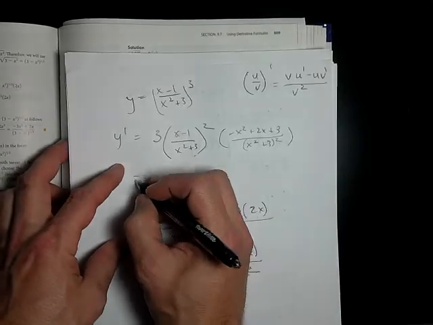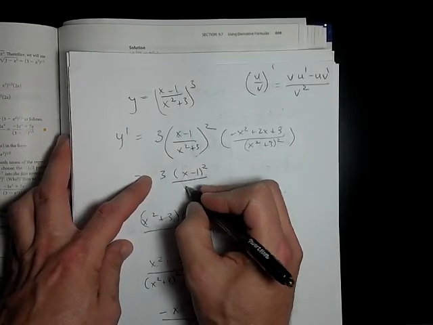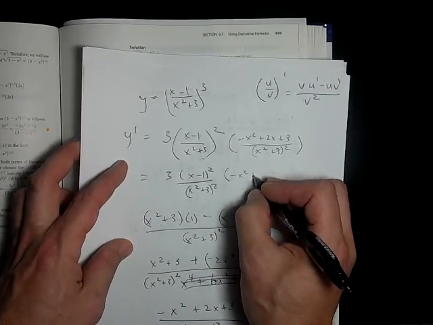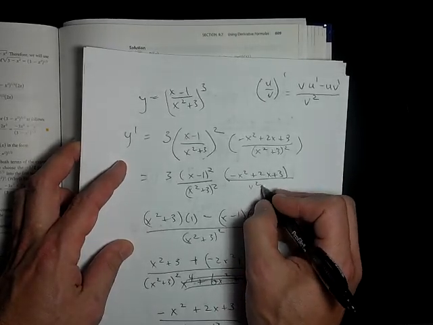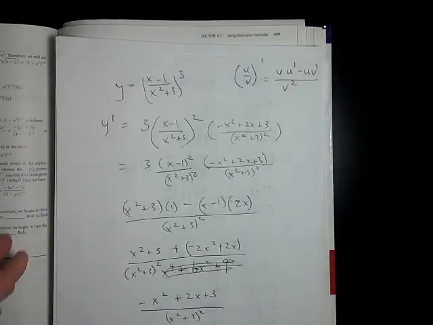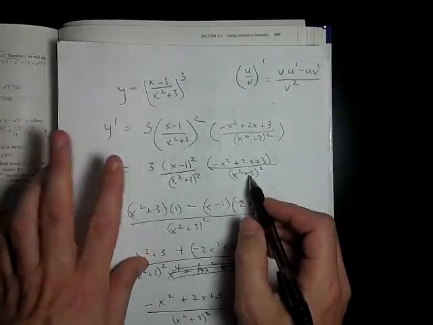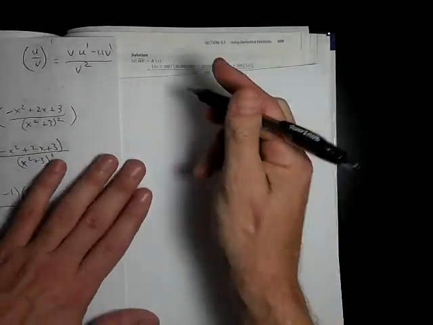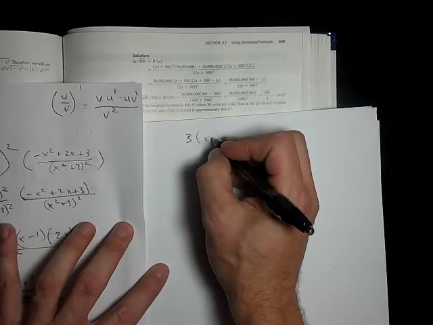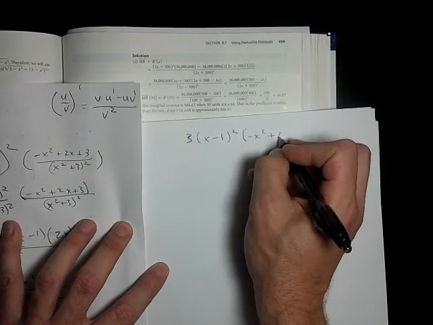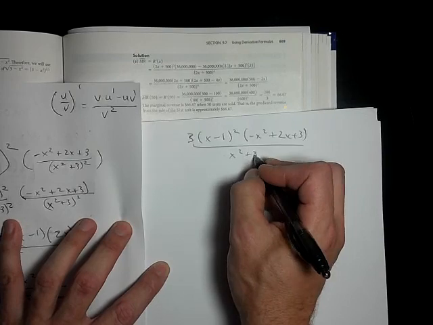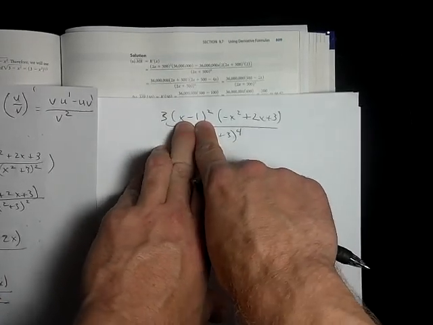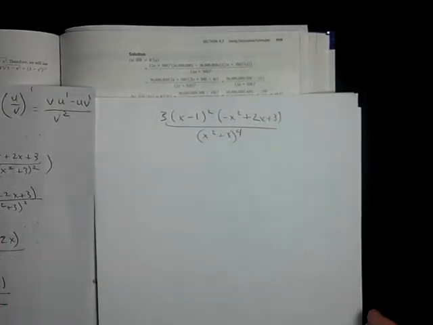So this becomes 3 times x minus 1 squared over x squared plus 3 squared. What I did was I factored in the squared into the top and bottom, times minus x squared plus 2x plus 3 over x squared plus 3 squared. The reason I did it this way is now I can see the denominators are the same, so I'm going to multiply those together. And so this becomes 3 times x minus 1 squared times minus x squared plus 2x plus 3 over x squared plus 3 to the 4th. And then you can simplify this further by FOILing this and then multiplying it by this. Anyway, this is a mess.